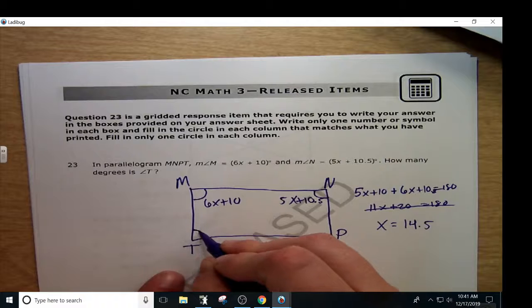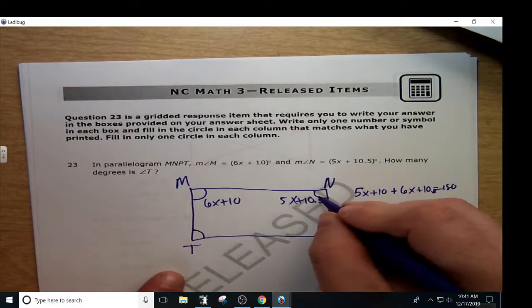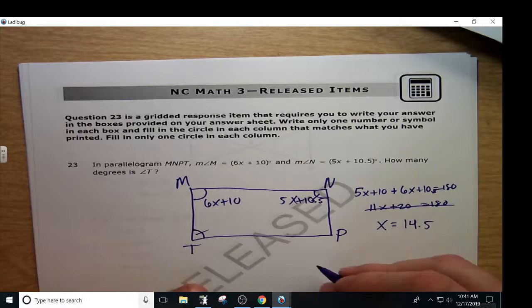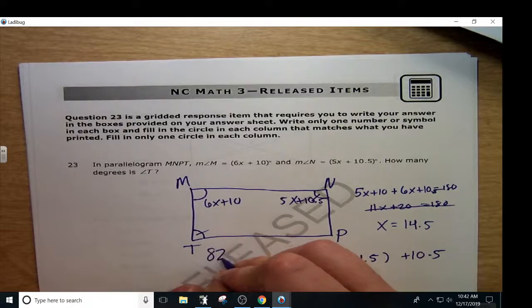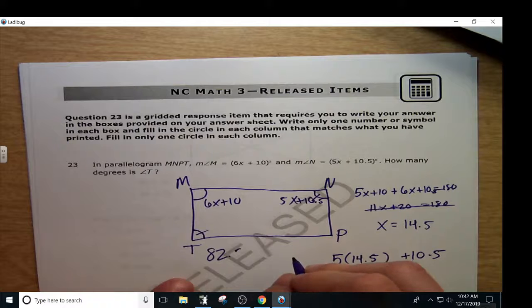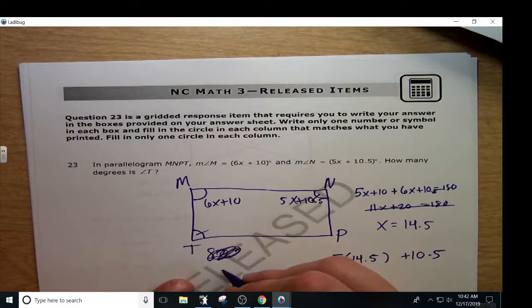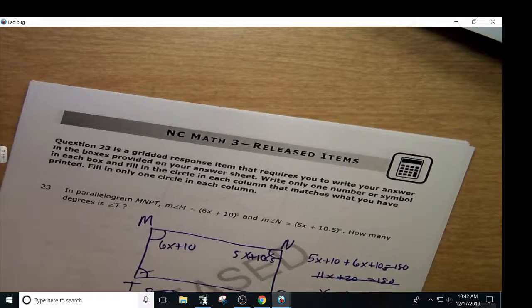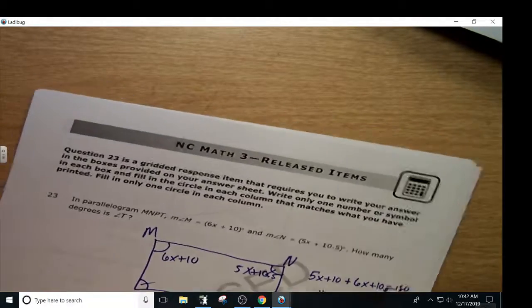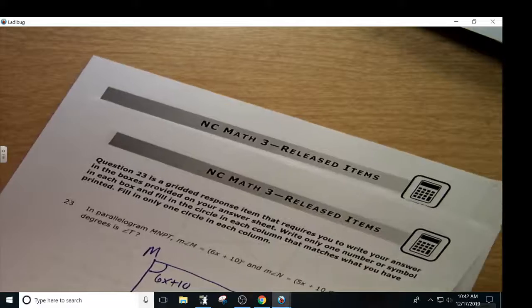Guys, in a parallelogram, opposite angles are what? They're congruent. So what we're going to do here is plug that in. 5 times 14.5 plus 10.5 is 83. Let's see what the key got. We'll just double check. I like to double check my work. What number is that? 23? 83 degrees. Yes.